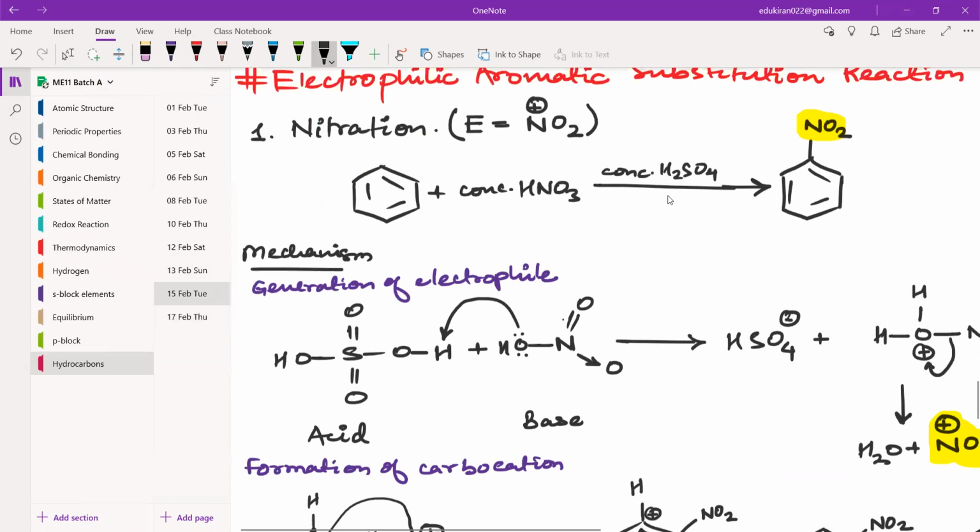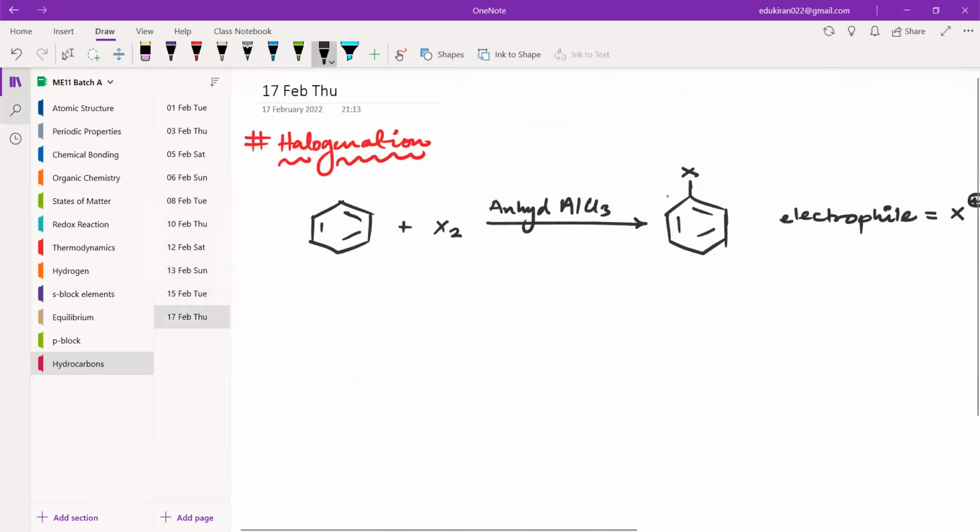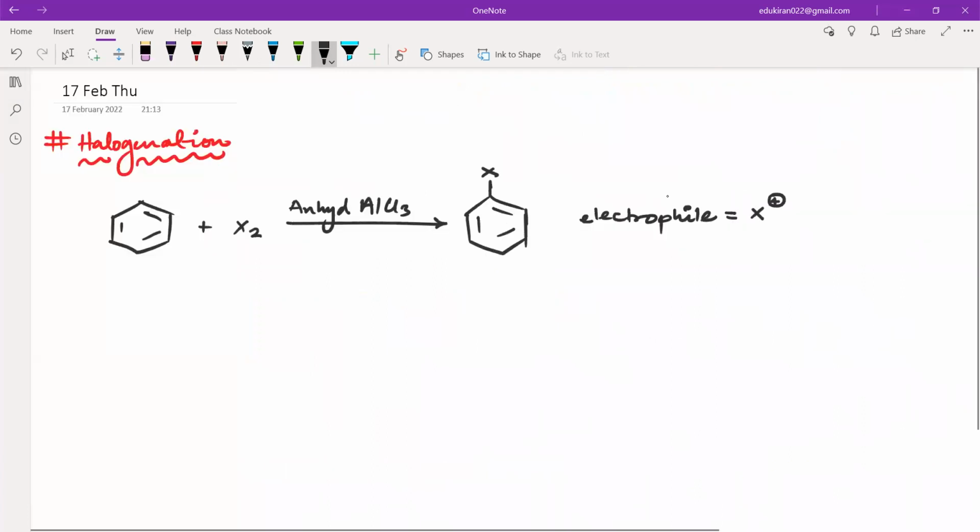So when you had NO2 attached, what was the electrophile? NO2 positive. When we are attaching X, what will be the electrophile? X positive. Can you remember this? How to identify the electrophile? Yes or no? Please tell me. Yes, sir.